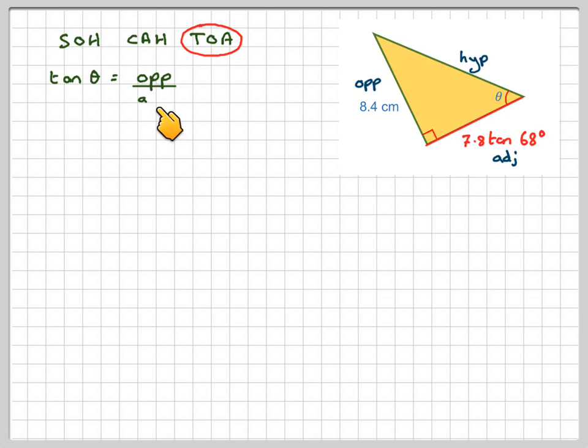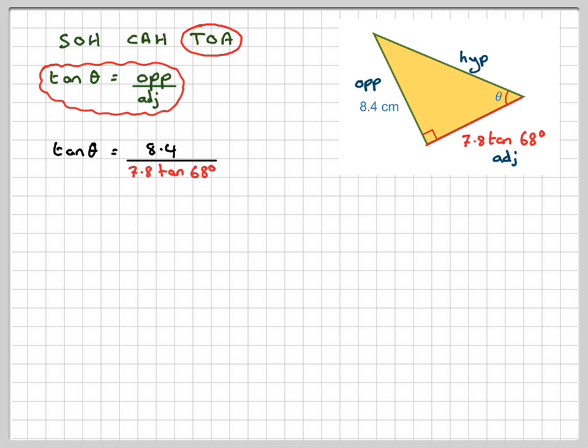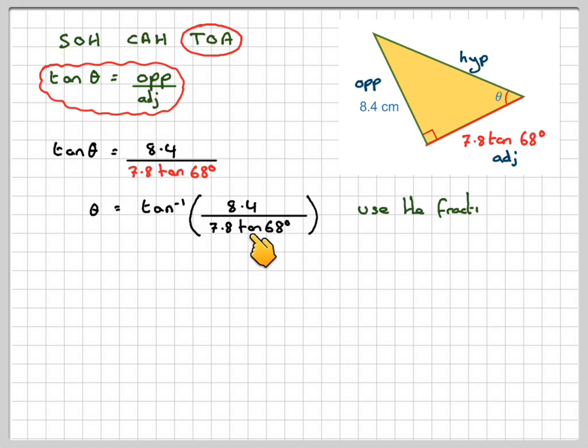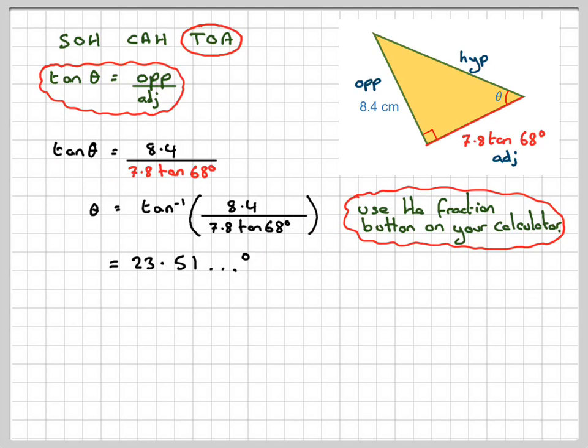use that tan theta is opposite over adjacent, where theta actually means this angle we've got to find. So tan theta is going to be the opposite side, which is 8.4, divided by 7.8 tan 68. So theta will be tan to the minus 1 of 8.4 divided by 7.8 tan 68. You can put this straight in the calculator as it looks, but make sure that you use the fraction button and put some brackets in here. That's going to give an answer of 23.51 degrees, which is 23.5 degrees.